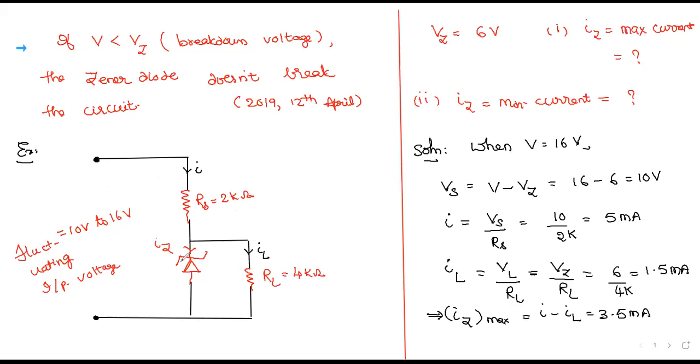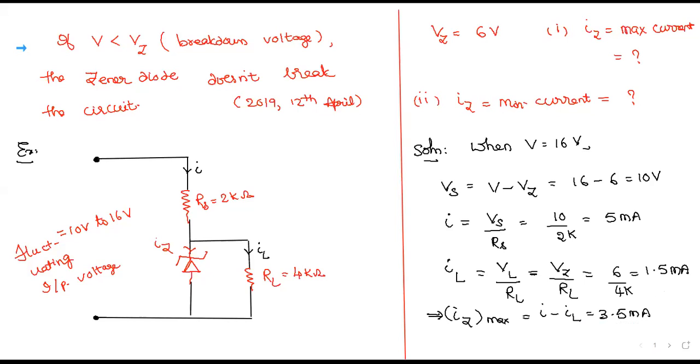Whatever the fluctuations more than VZ you get, the extra current is taken by the Zener diode only. It is sending constant power, 1.5 milliamperes, through the load resistor. Now you understood the concept of Zener diode? Understood. Any doubts?